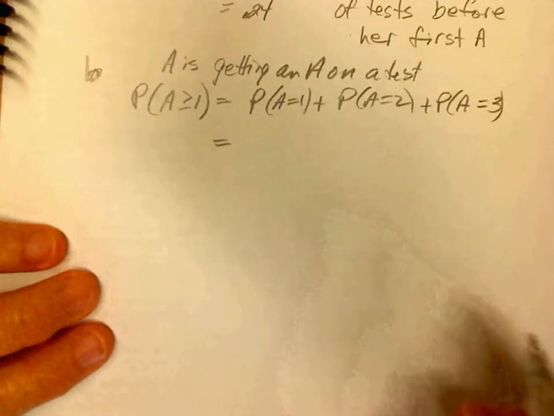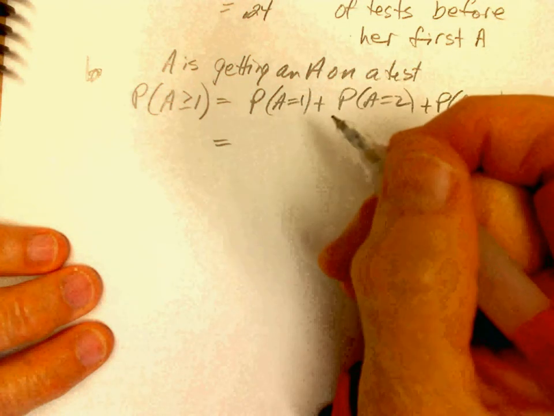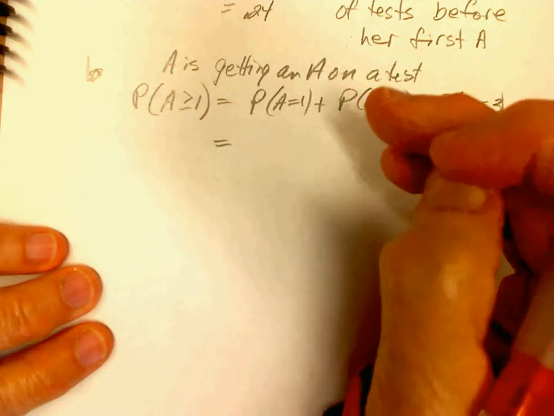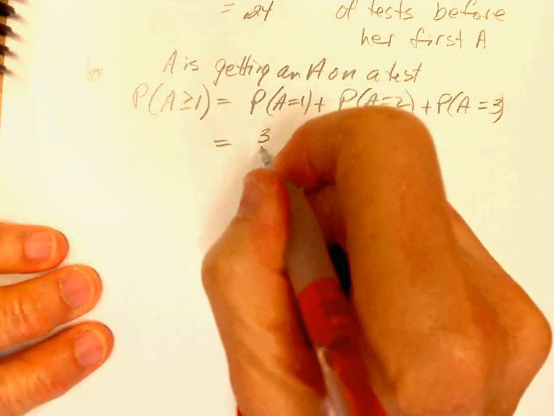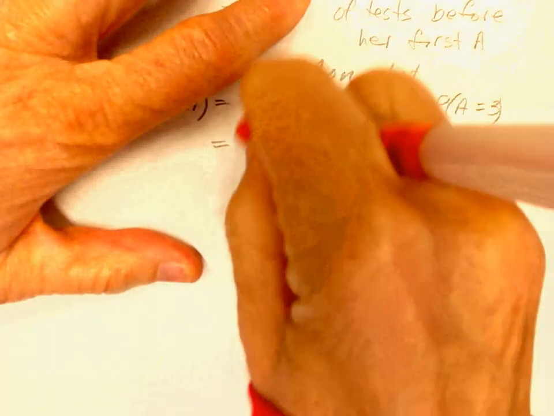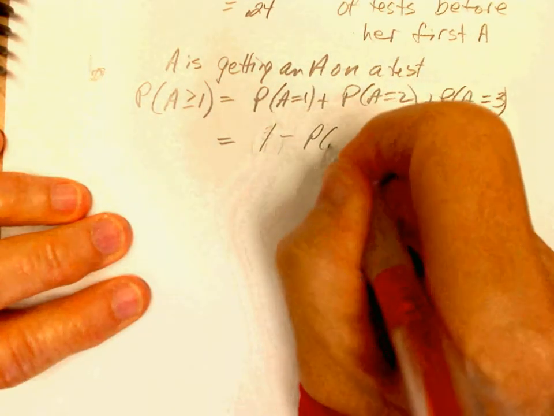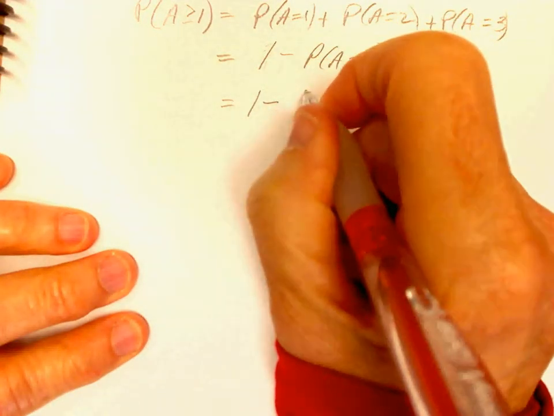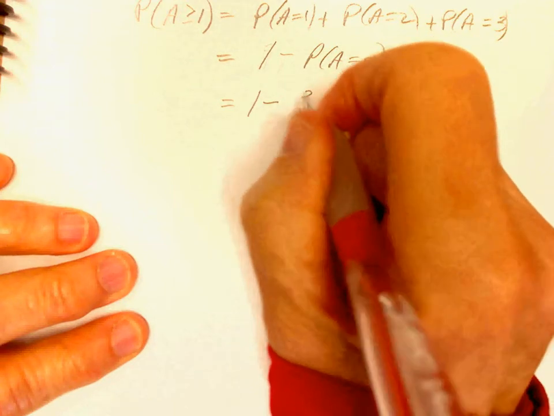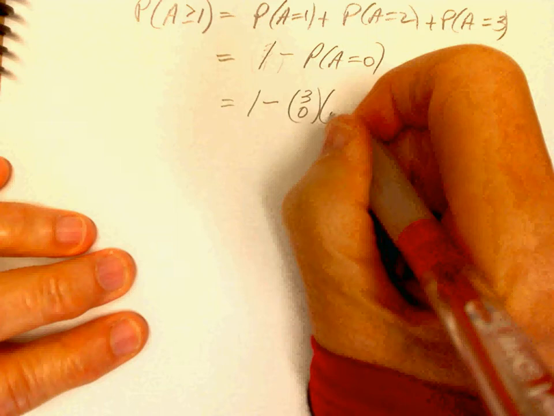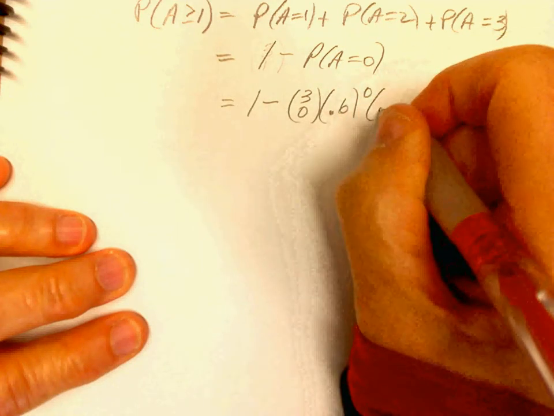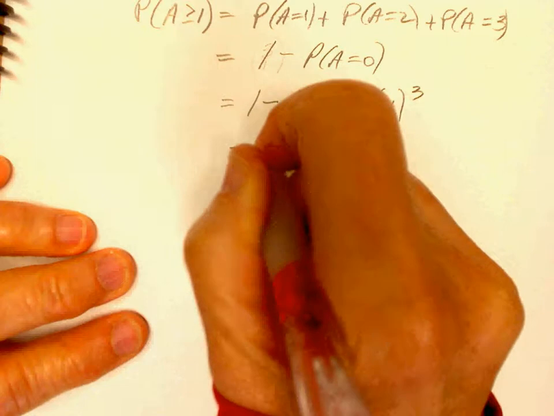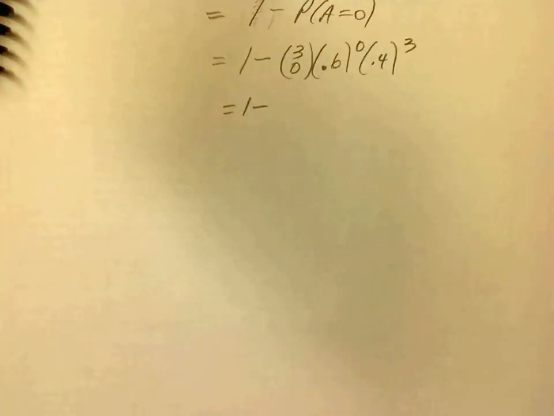So this is 3 choose 1, or 1 minus 0, my bad. This is a binomial situation the way we're treating it. 1 minus the probability A equals 0. So this is going to be 1 minus 3 choose 0, 0.6 to the 0, 0.4 to the 3. And that's 1 minus, I get 0.936.